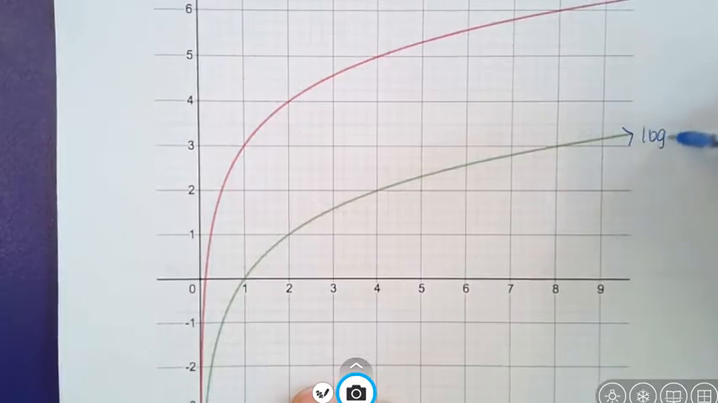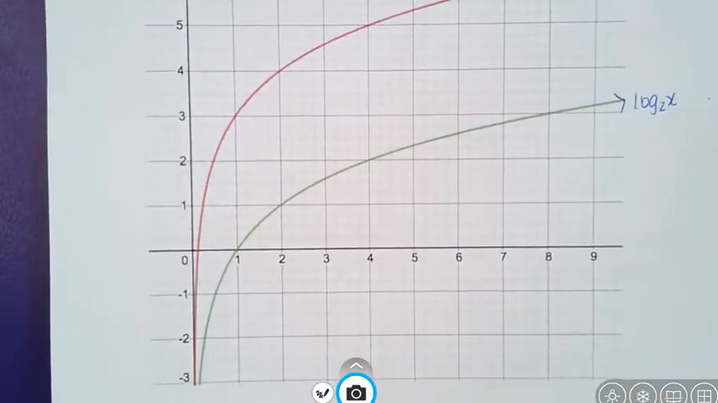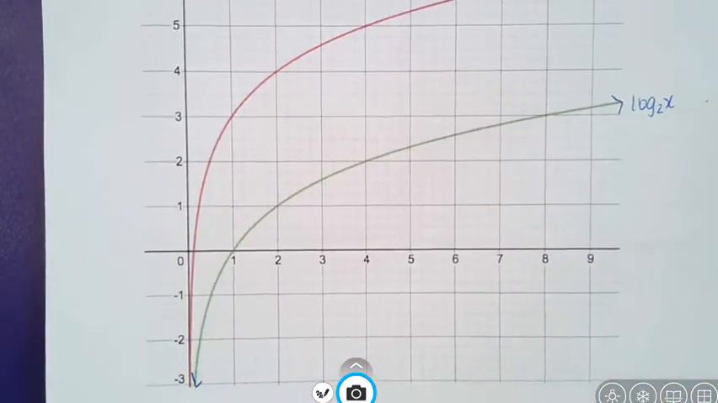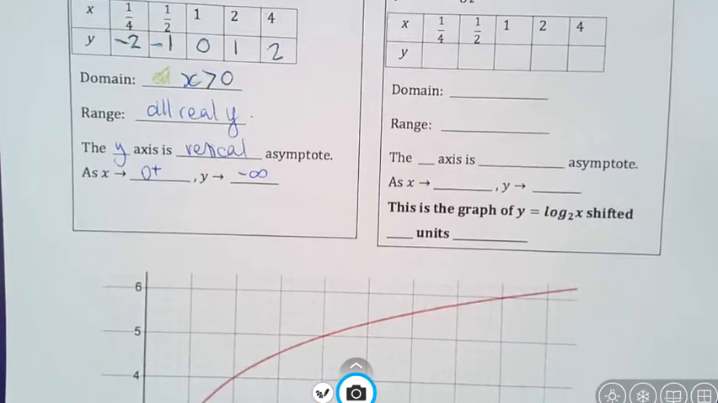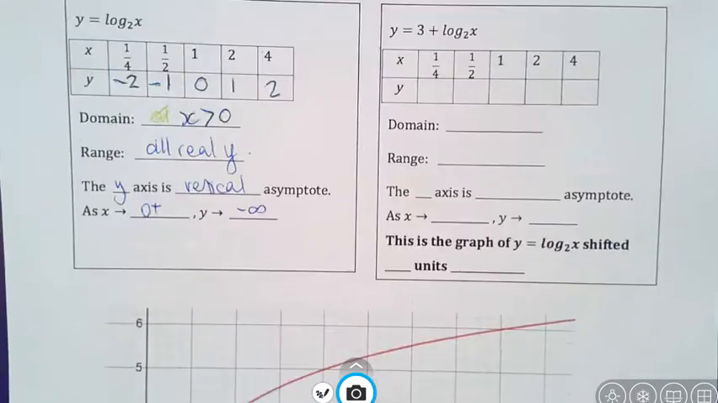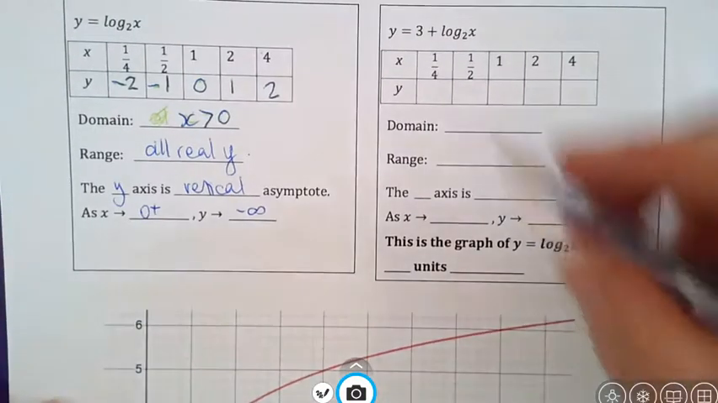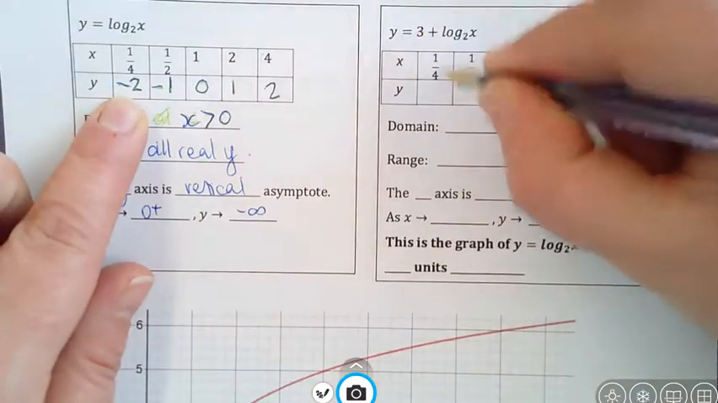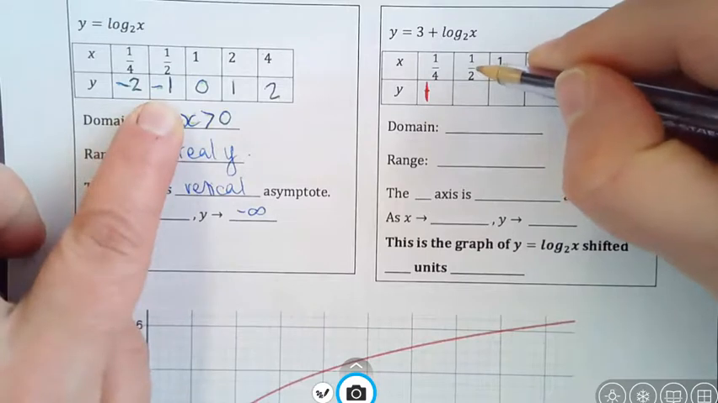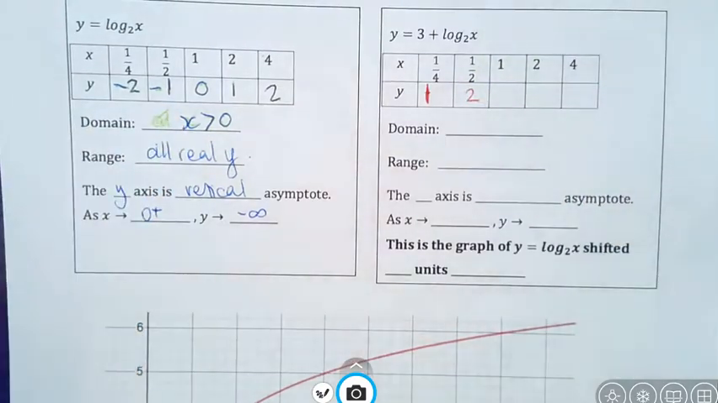So the green curve is log to the base 2 of x. But y equals 3 plus log to the base 2 of x is just that curve shifted up 3 units. So off you go. And then I want the points graphed, you know, little circles on the curve where they are. So a quarter, we've got negative 2 plus 3 is positive 1. Negative 1 plus 3, and keep going. What do you get for the next one?